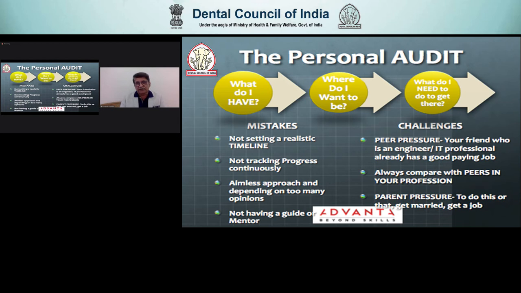You should compare with your profession. When you compare what a professional person is earning or doing, it is a good comparison, rather than comparing with somebody else. You can compare with any dentist in the world, how much they are earning. But how much they are earning is not important. How much they save is very important.